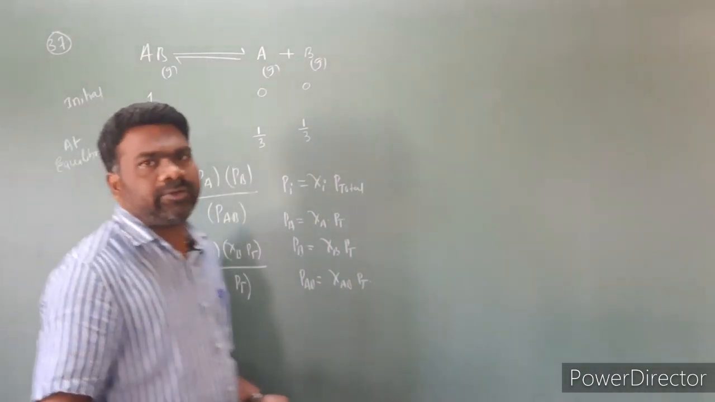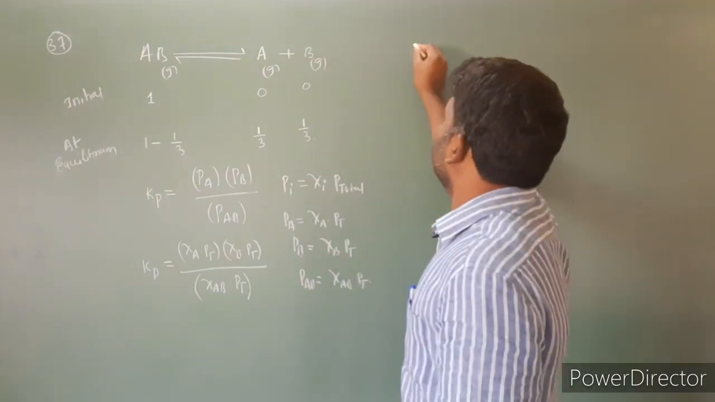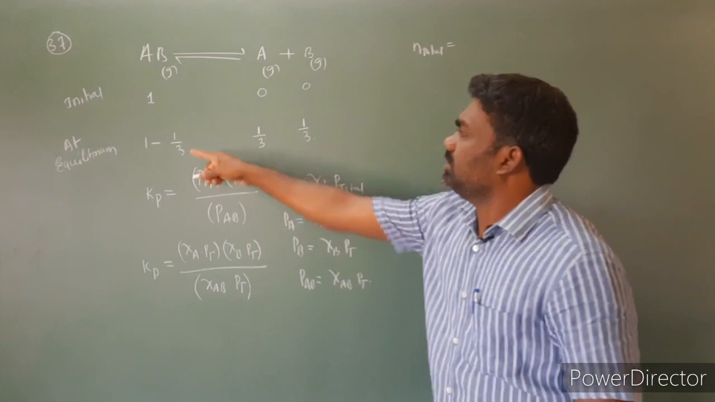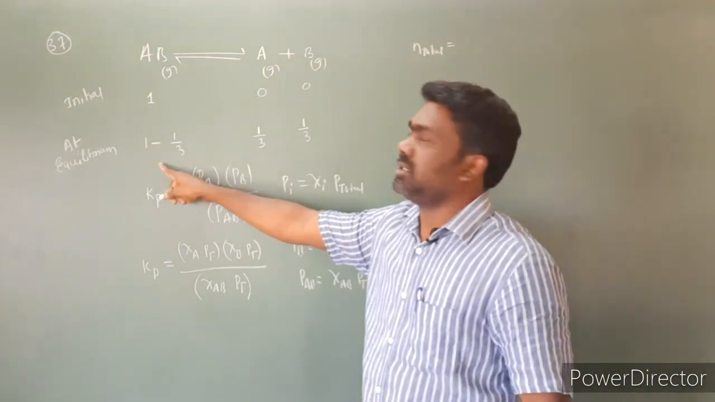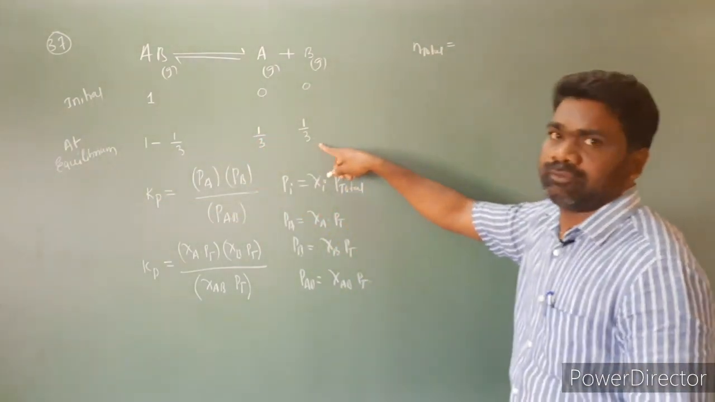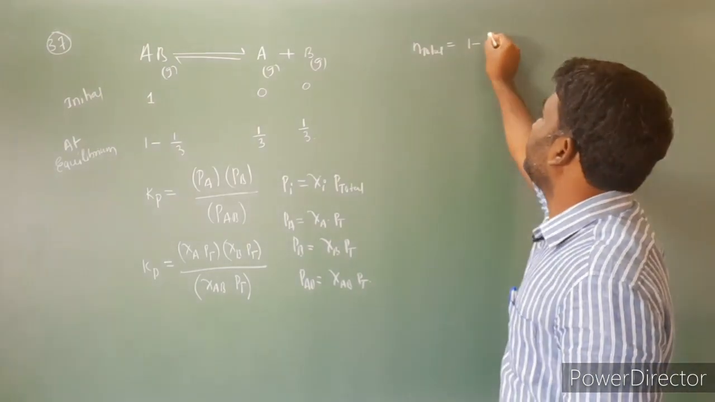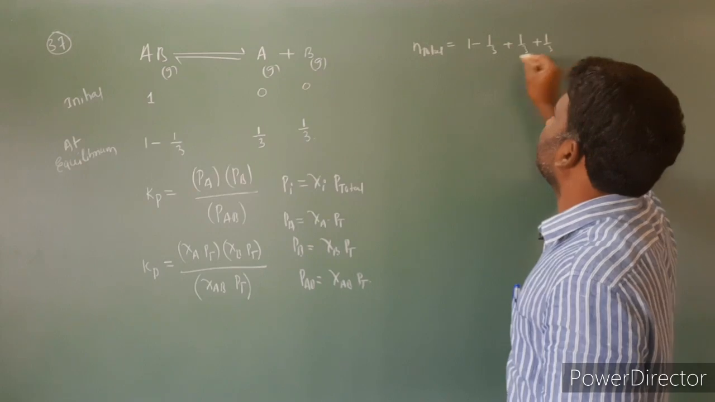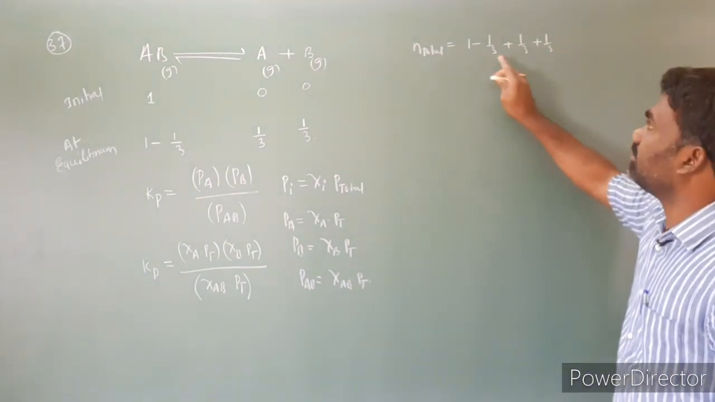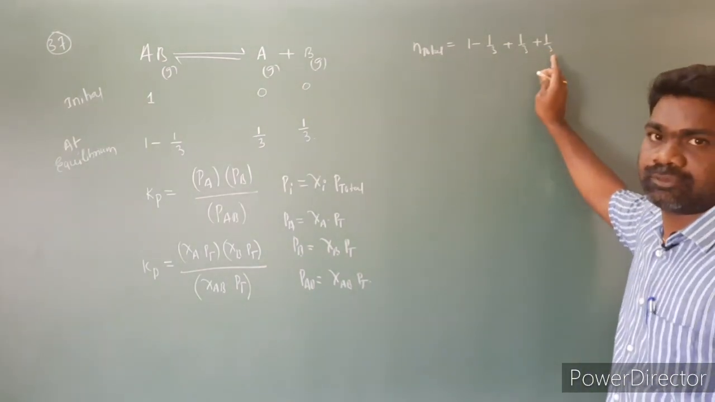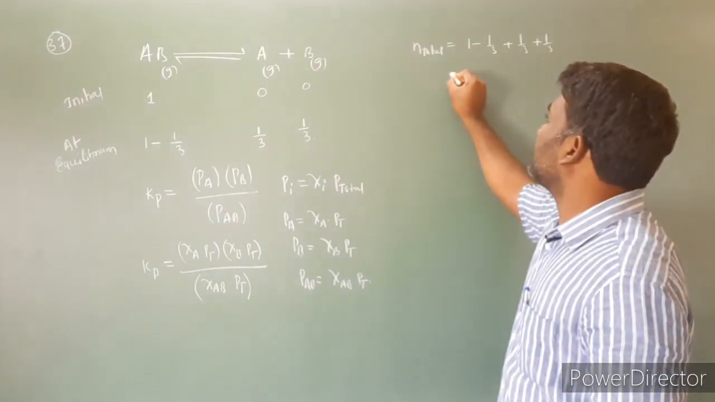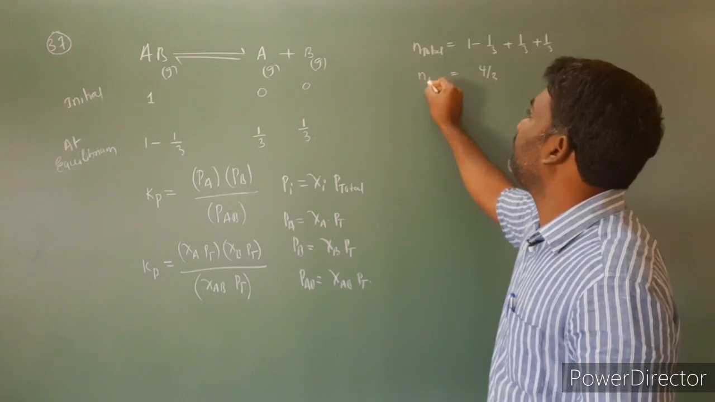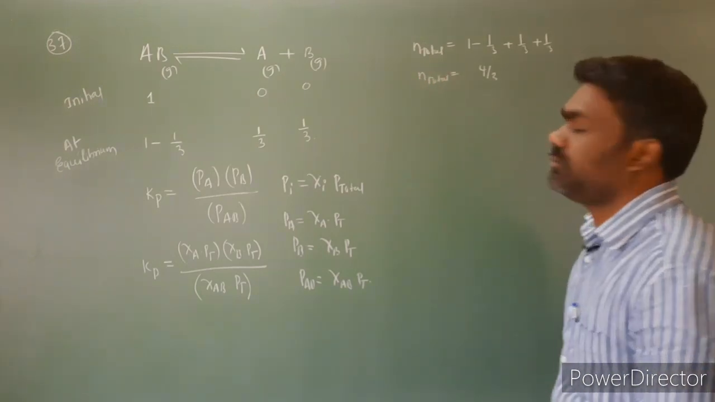Next, we have to find N total. N total is equal to the total number of moles at equilibrium. So we add the number of moles of AB, the number of moles of A, and the number of moles of B: 1 minus 1 by 3, plus 1 by 3, plus 1 by 3. Upon simplifying, N total is equal to 4 by 3.